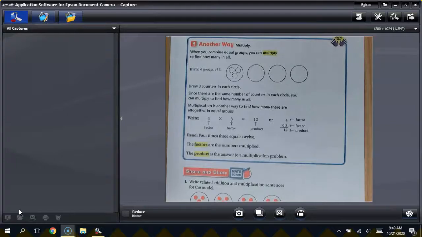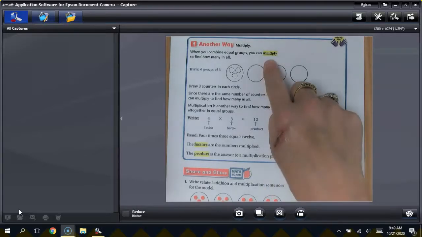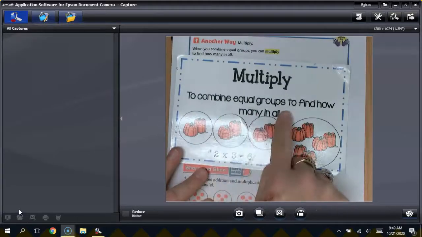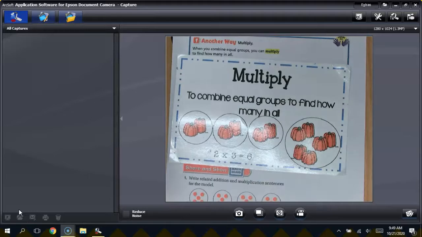Now, before we begin on this page, I see a few yellow words that I think are important that we talk about. And the first word is the word multiply. Now, when we multiply, we combine equal groups to find how many in all.